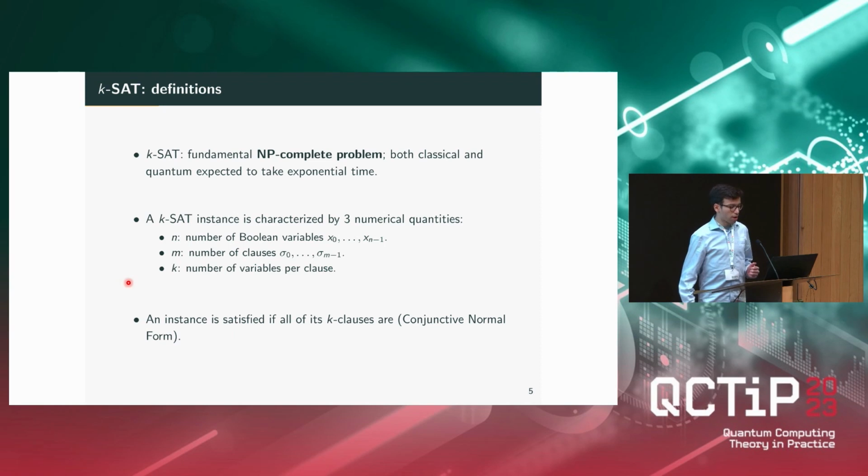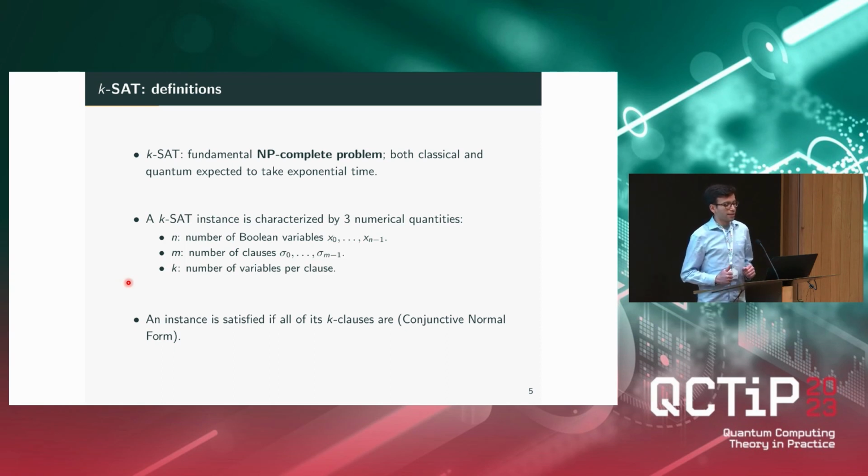In this work, we looked at a specific constraint satisfaction problem known as KSAT. KSAT is a fundamental NP-complete problem in the optimization literature, which means, sadly, that both classical and quantum algorithms are expected to take exponential time to solve it. Even a quantum computer cannot solve an NP-hard problem indeed, well, under reasonable complexity theory assumptions.